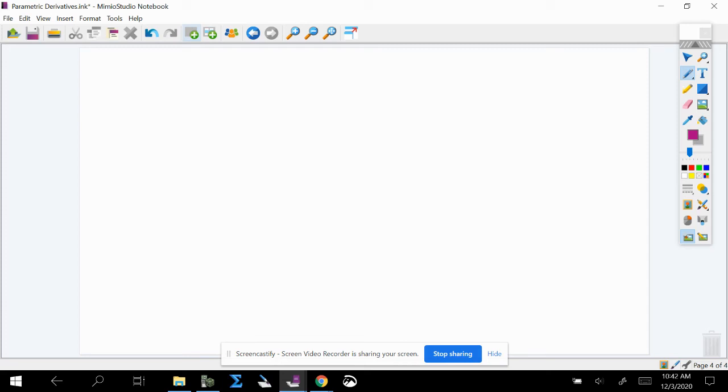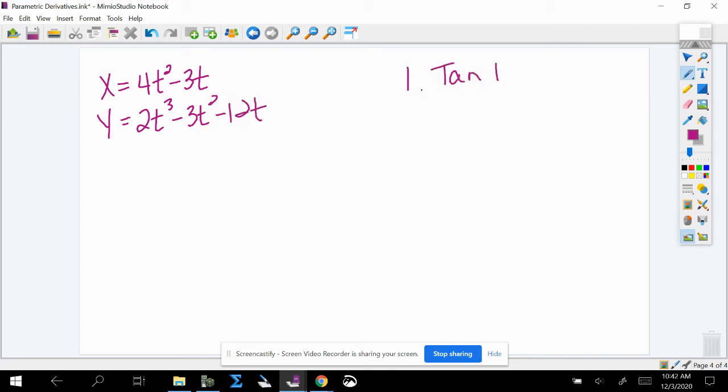Try to write a little neater here. So my equations this time are 4t squared minus 3t for x and 2t cubed minus 3t squared minus 12t for y. And we're going to do the tangent line thing again. We're going to do the tangent line at t equals 1, and we're going to do the same thing with the horizontal and vertical tangent line, just because it is a common question.